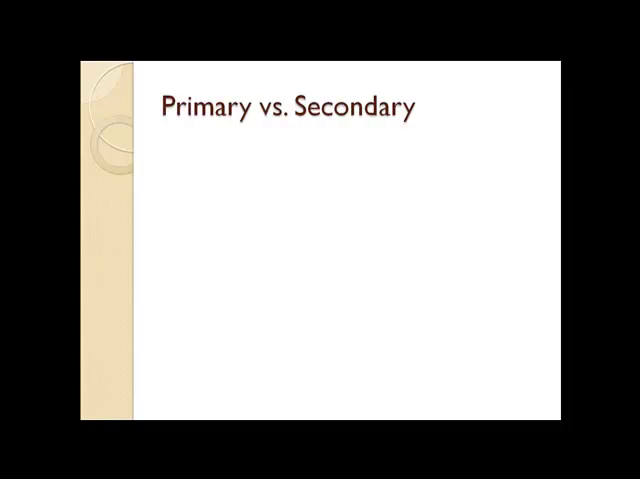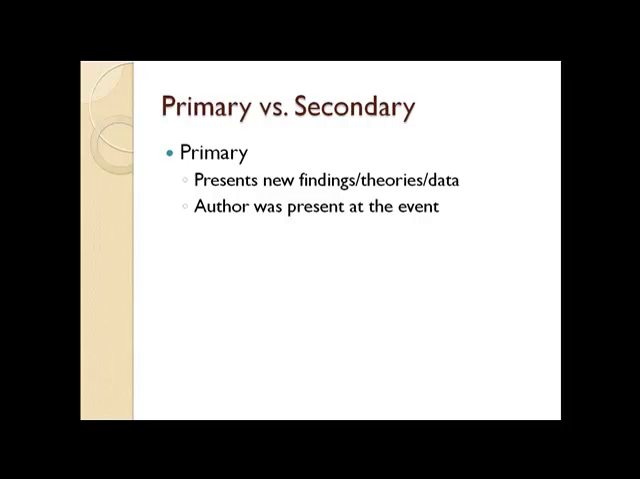So that's what this is an evaluation of. For our primary source, it's going to present new findings, new theories, new data. And the author was present at the event. So it's either their own survey, their own study, their own experiment, or they were present when some event happened and they're giving their account of that event.